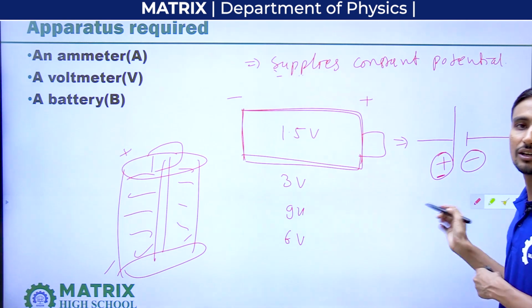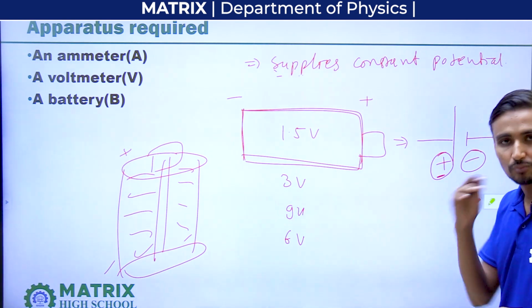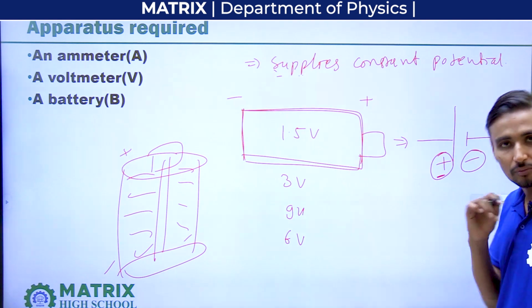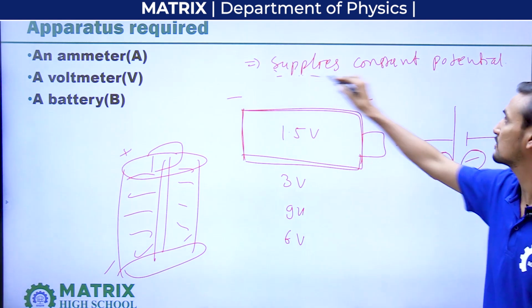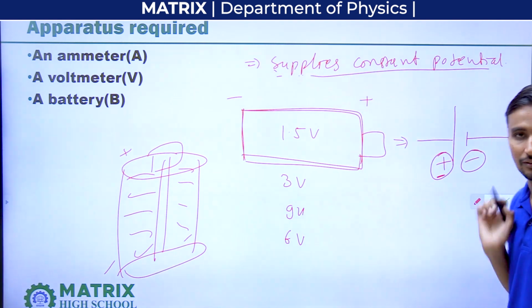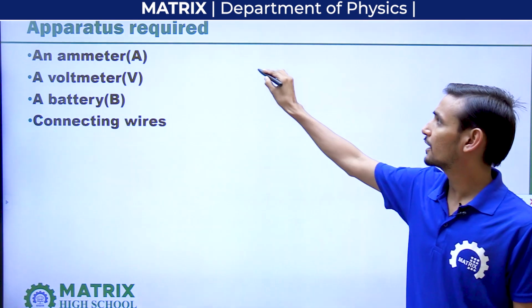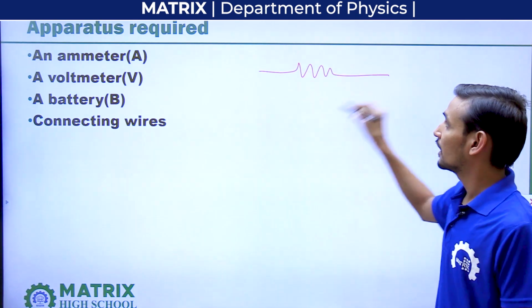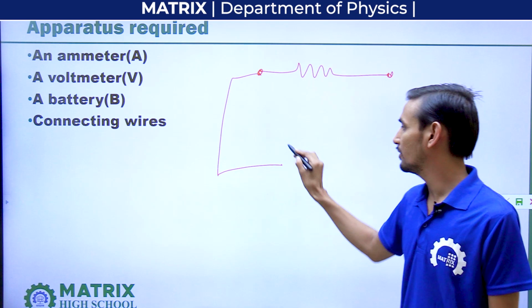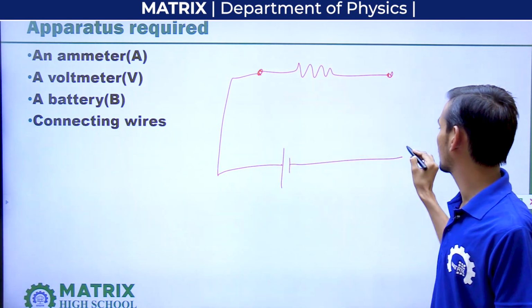The large line denotes the positive terminal and the small line denotes the negative terminal of the battery, and it supplies constant potential across the resistance. Next is connecting wire. Connecting wire means there is no resistance. If we want to connect a battery, we will require these connecting wires.